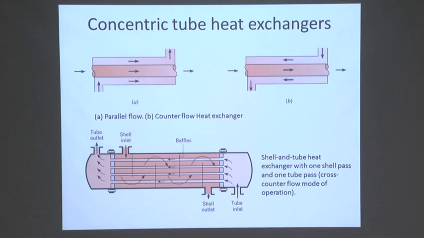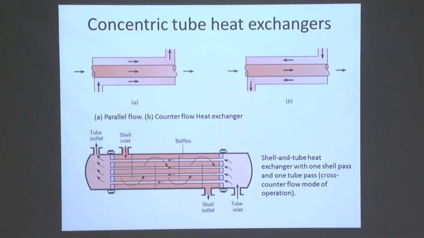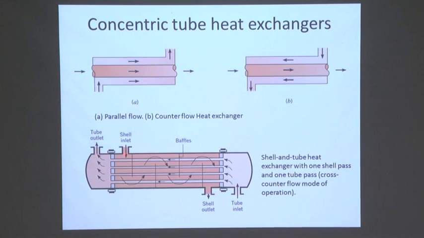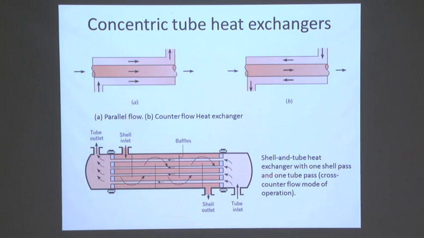Now the shell side fluid enters like this and goes out, sorry, this is the tube inlet, sorry, correct, shell inlet and shell outlet. That means this must have a counter flow type, because the tube fluid flows in this direction, whereas the shell fluid flows in this direction. This should be counter flow, but at the same time this is a cross flow, cross counter flow.